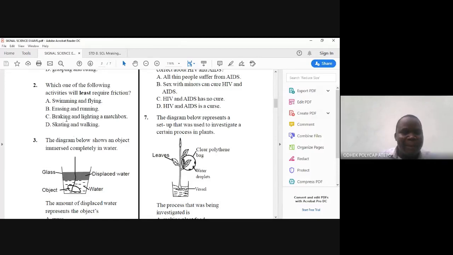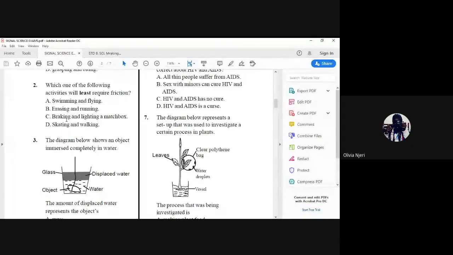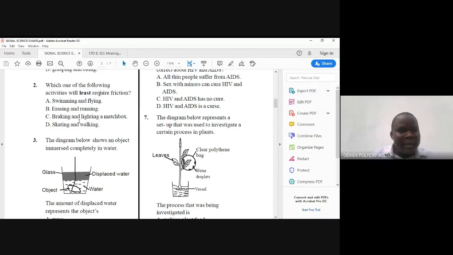Olivia's choice. Braking and lighting a matchbox. We need friction in braking, because that's why most tires have treads on their wheels. And the matchbox, you see now. I know most of you have never seen a match.